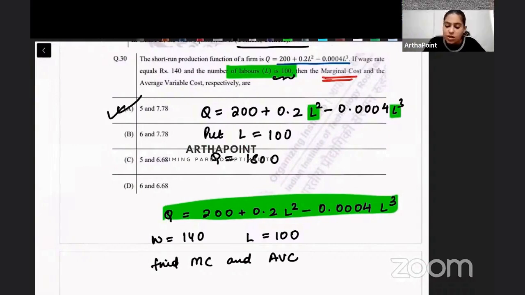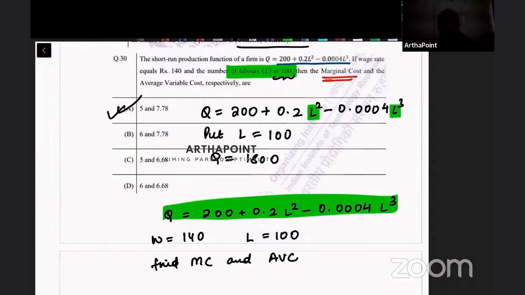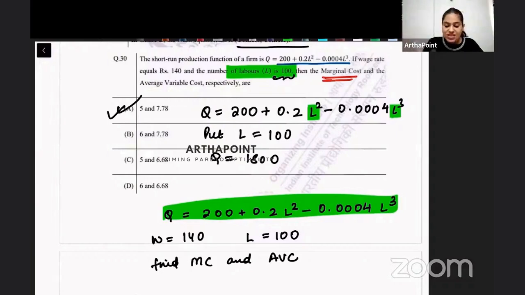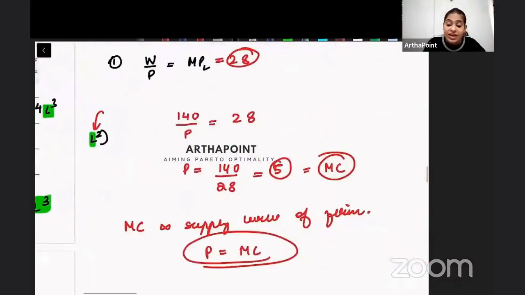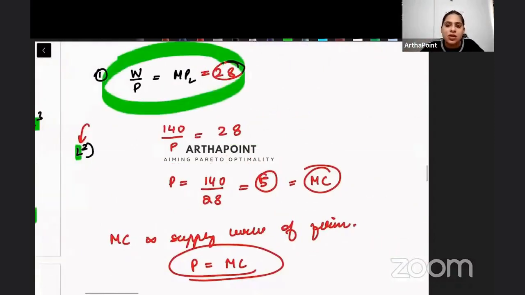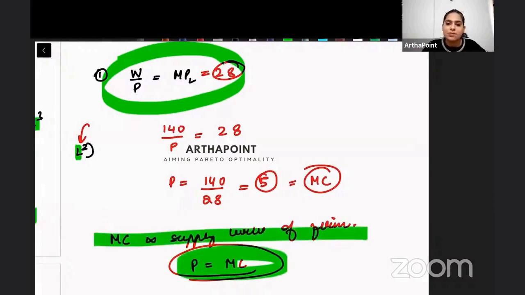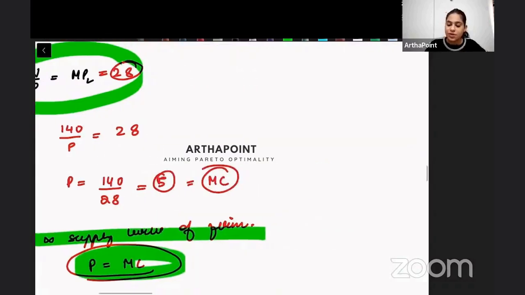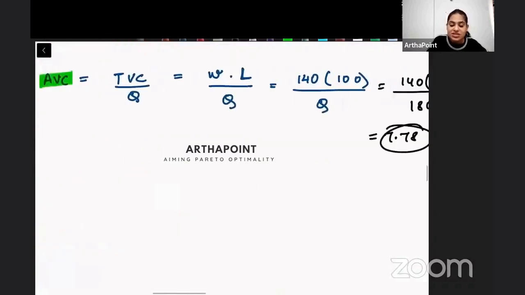So you see, the question is very, very simple. The question is just asking me about MC and AVC. But again, they are testing more of your logic. Do you remember this formula? Do you remember that the real wage is equal to the marginal productivity? Each labor is paid according to his marginal product. Do you remember that MC is the supply curve of the firm? So I can equate P equal to MC. Do you remember that AVC is TVC by Q and TVC is the cost incurred on your variable input? It will be done in this.